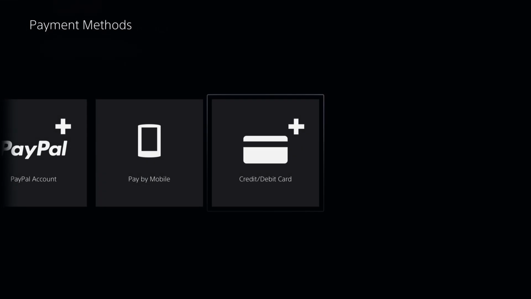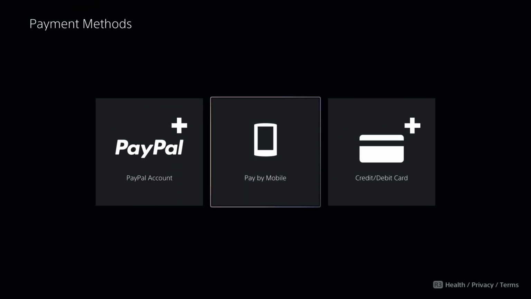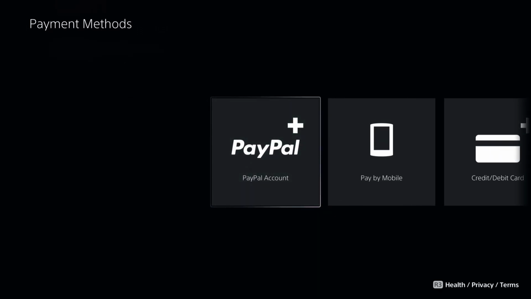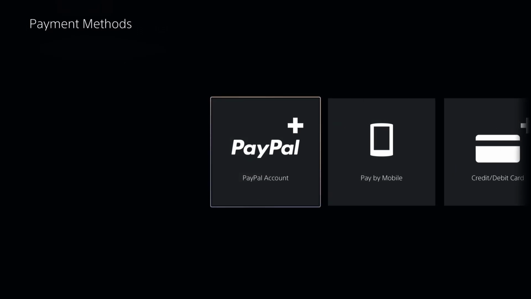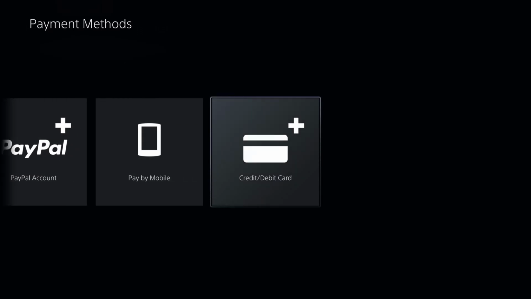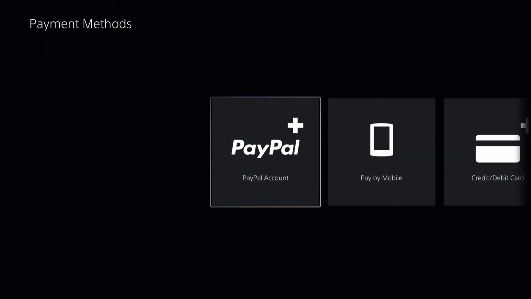Then on payment methods, you can add your credit or debit card. You can add your mobile, Apple Pay probably. And then here you can add your PayPal account as well. And what it does, once you set up your PayPal or the credit or debit card, you can go to PlayStation Store and buy games instantly with your credit or debit card or PayPal account.